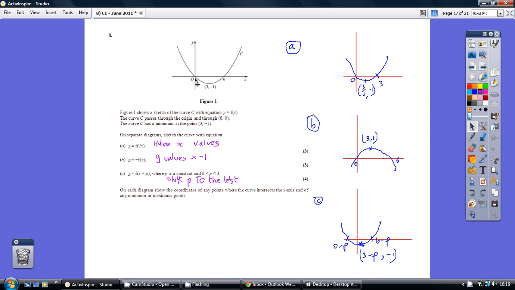Where this crossing of the x-axis is going to be at 0 minus p, and this crossing is going at 0. Is that 0 minus p or minus? Yeah, 0 minus p. So minus p, 0, I should say. Excuse me. And this one is now crossing at 6 minus p, so the coordinate 6 minus p, 0. So where it's actually crossing the x-axis is at minus p and 6 minus p, and the minimum is going to be at 3 minus p, minus 1.